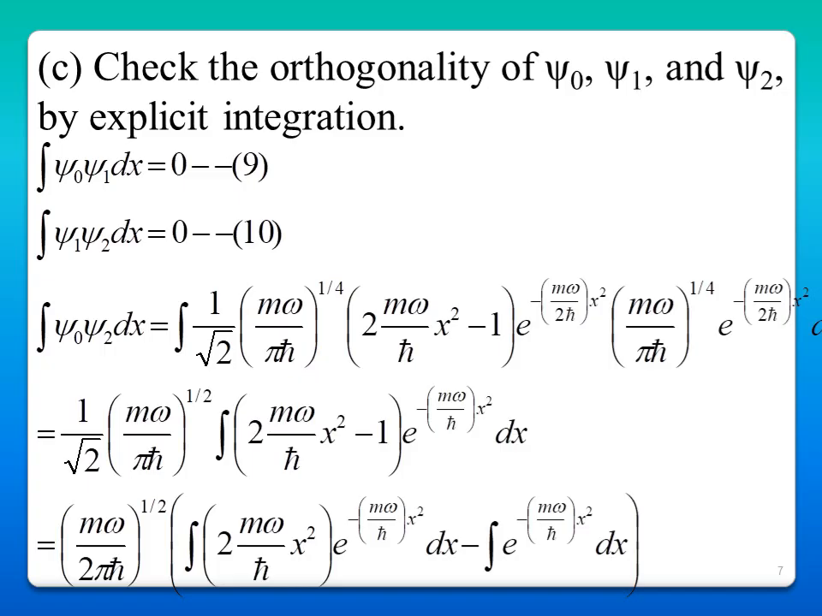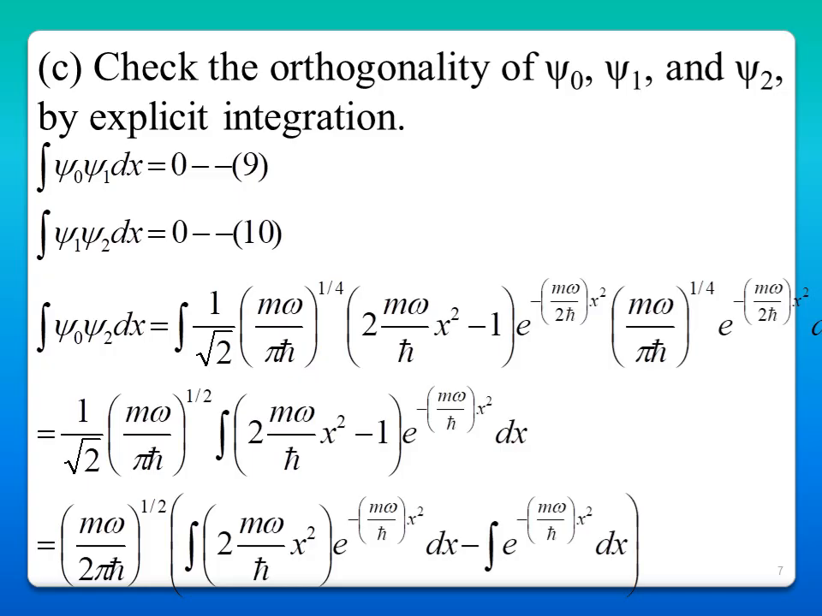Now we have to check the orthogonality property of psi naught, psi 1 and psi 2. So we have three different combinations: psi naught with psi 1, psi 1 with psi 2, and psi naught with psi 2. Here psi naught is an even function and psi 2 is an even function. If you take psi naught and psi 1, it is an even times odd function, so the integral will be 0. Similarly, if you take psi 1 and psi 2, it is an odd times even function, so the integral will be 0. Next, we take psi naught and psi 2, which is an even function.